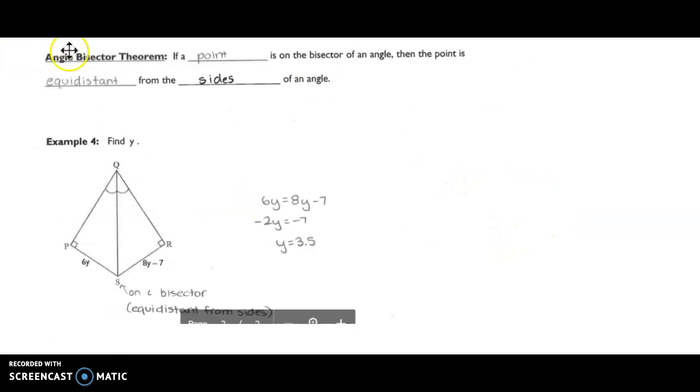And kind of conversely, we have the angle bisector theorem. If a point is on the bisector of an angle, then the point is equidistant from the sides of an angle, right? And so here, S is on the bisector, and so it is equidistant from the sides, okay? So that's why we can say that 6y is equal to 8y minus 7, all right? And so we have y equals 3.5, all right?